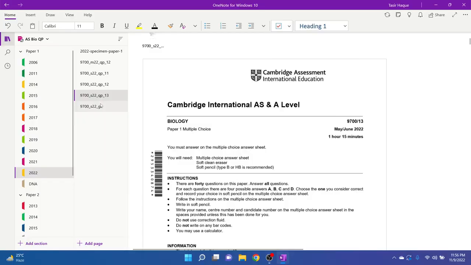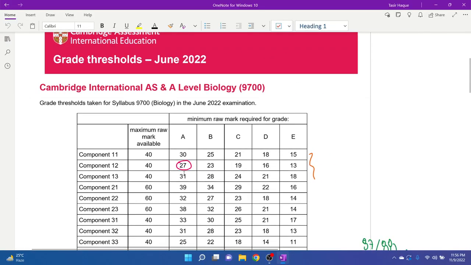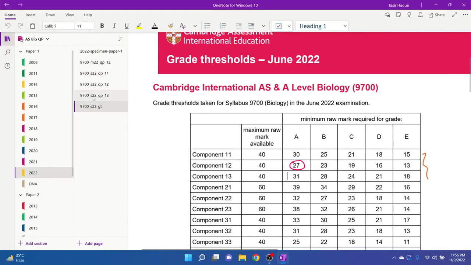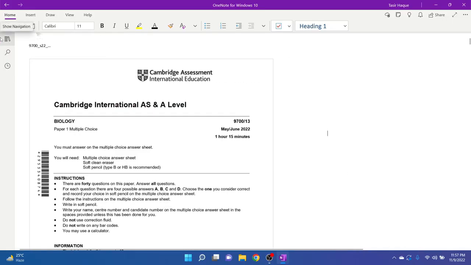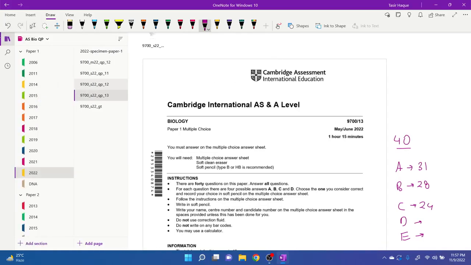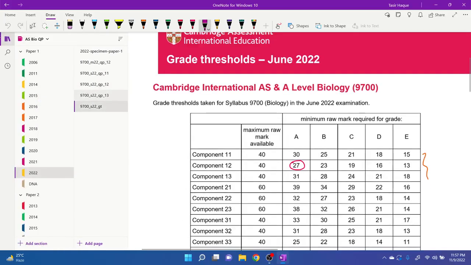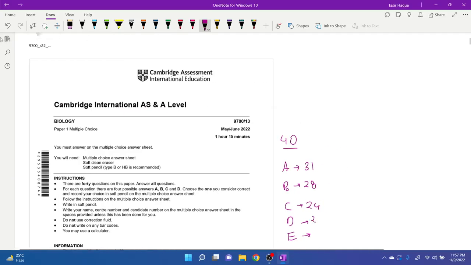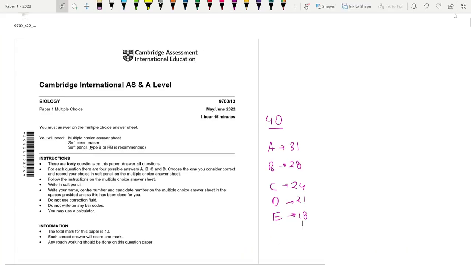Let's take a look at the threshold. So A was at 31, B was at 28. So comparatively this was the easiest paper out of the rest. Out of 40 marks, C was at 24, then 21 and 18. So yeah, compared to the other papers, this was apparently easier. So let's begin.